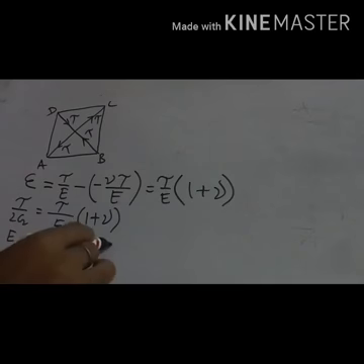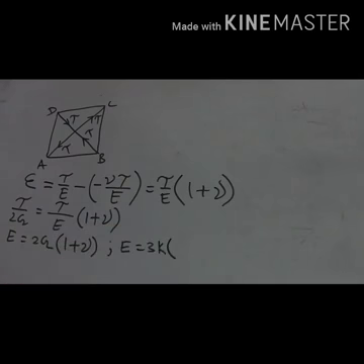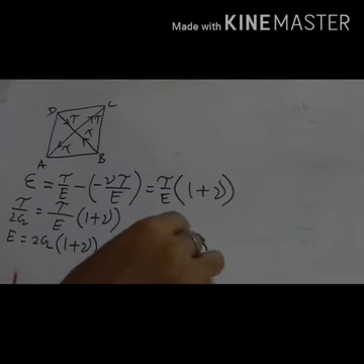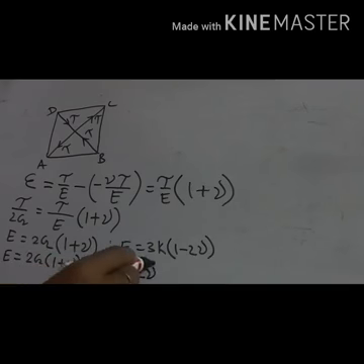Okay, E is equal to 3K(1 minus 2 nu). So therefore you may write down E is equal to 2G(1 plus nu), equal to 3K(1 minus 2 nu). Okay, 2G(1 plus nu) equal to 3K(1 minus 2 nu).